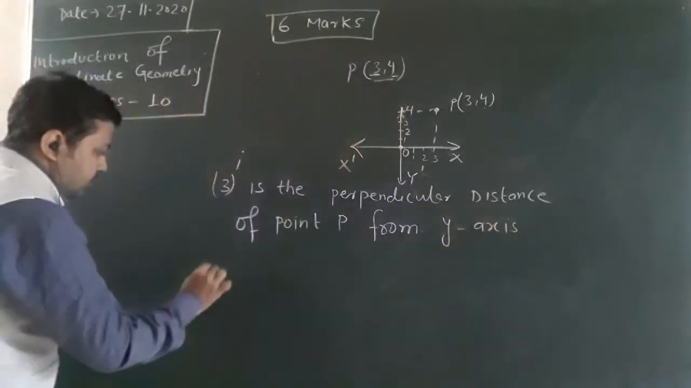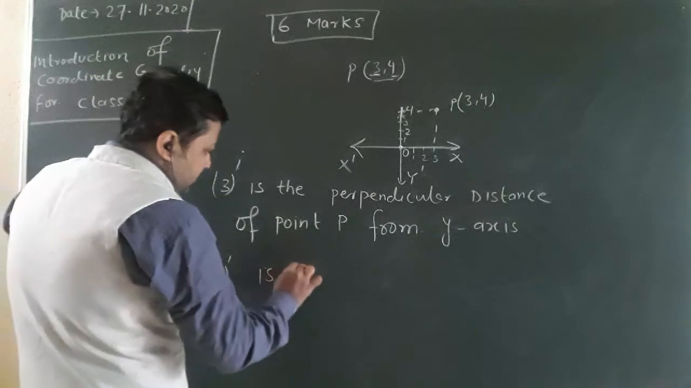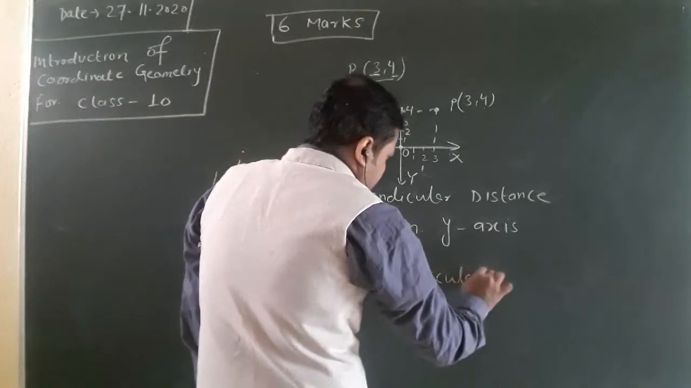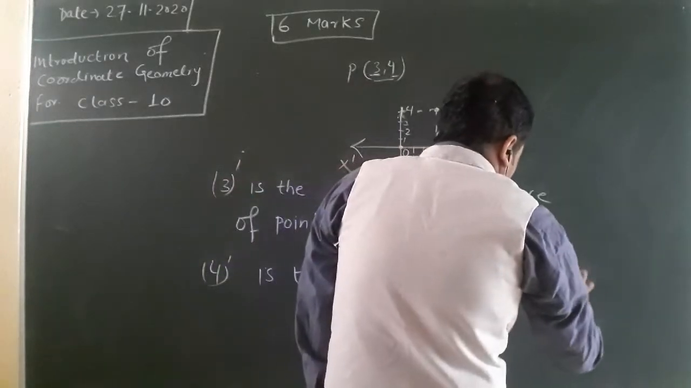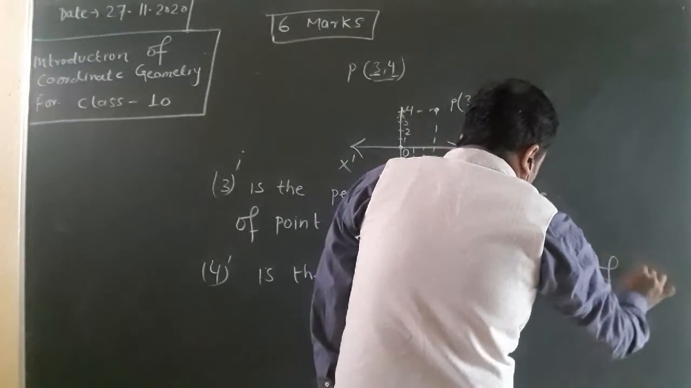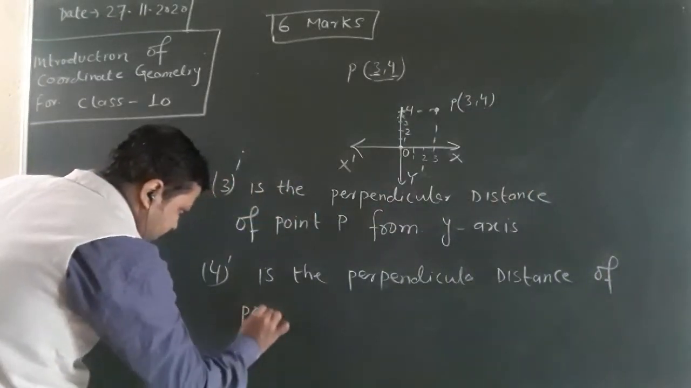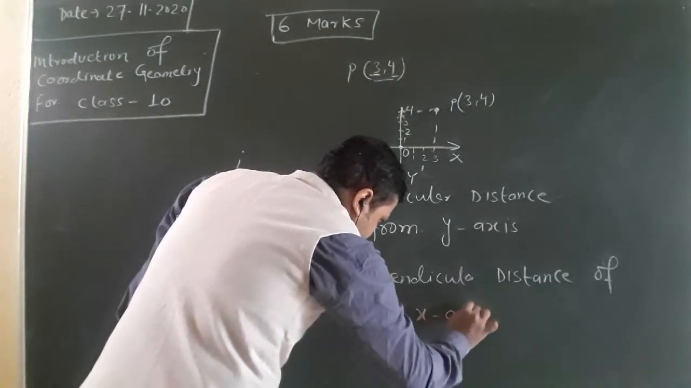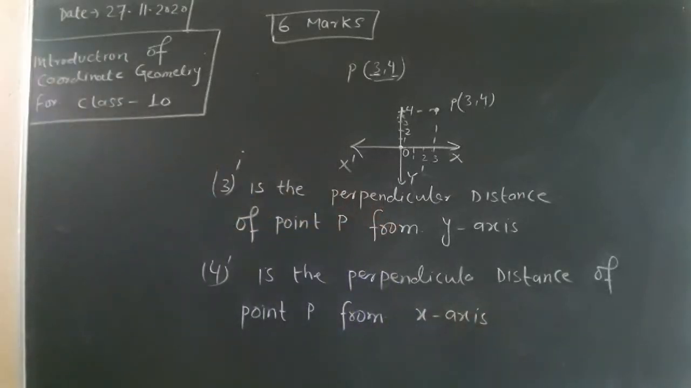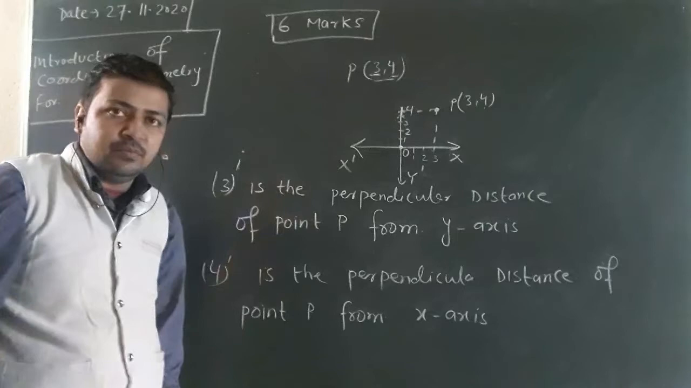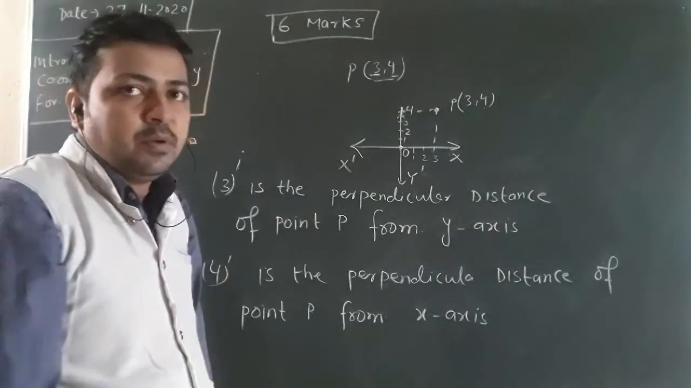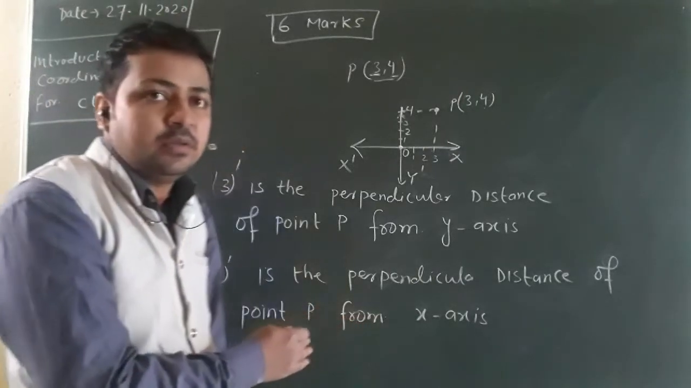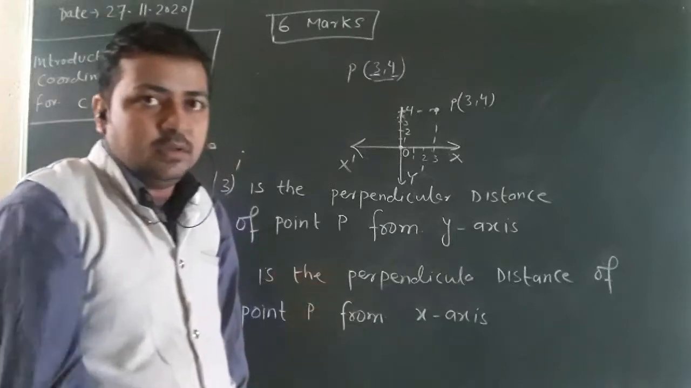Similarly, what will the 4 be? 4 is the perpendicular distance of point P, this time from the x-axis. This is the actual meaning. 3 will be the perpendicular distance of point P from the y-axis, and 4 is the perpendicular distance of point P from the x-axis.